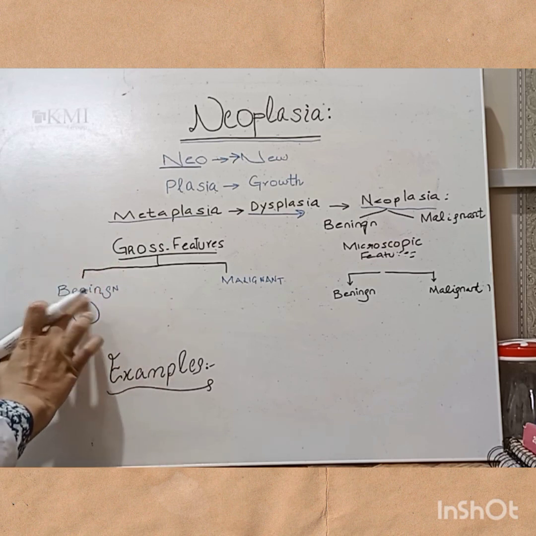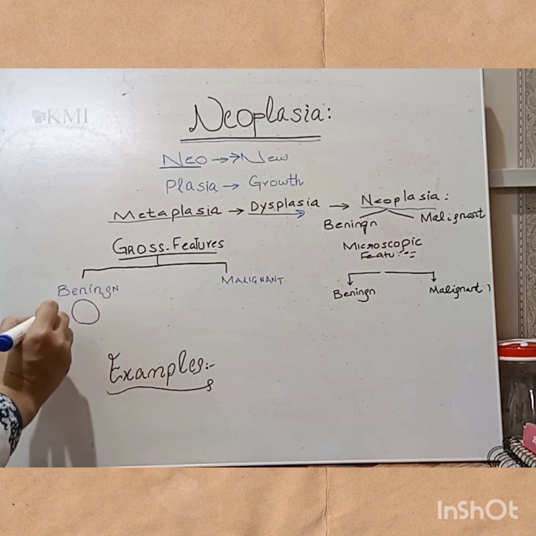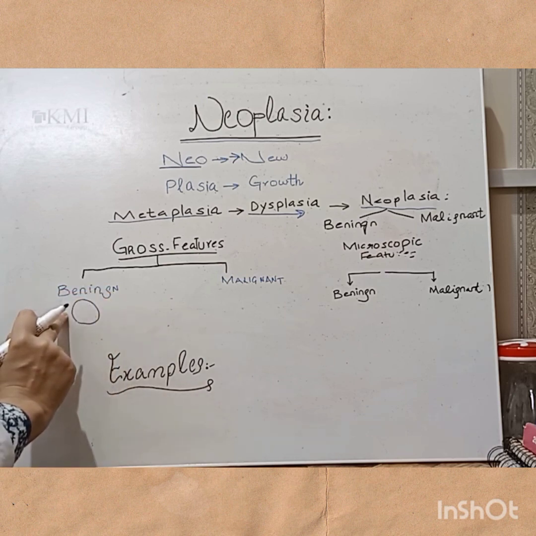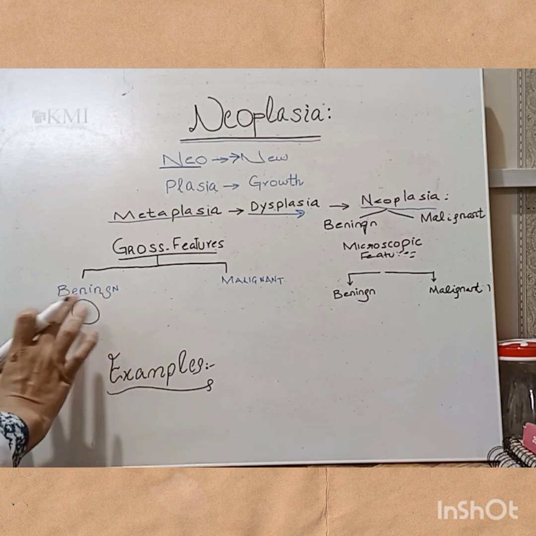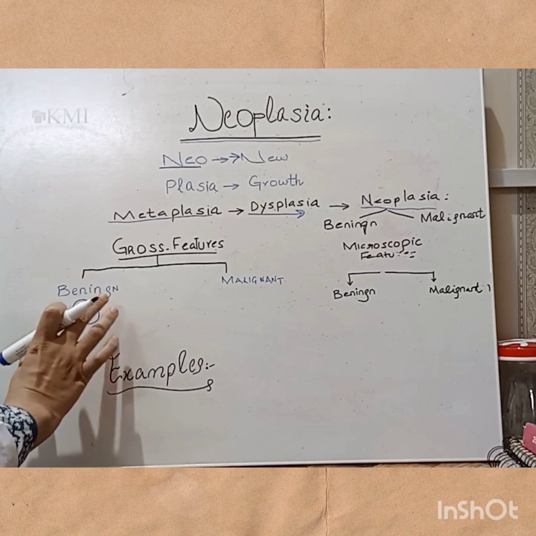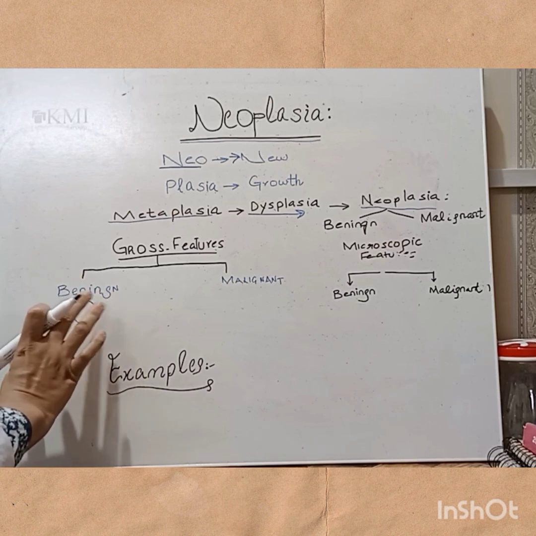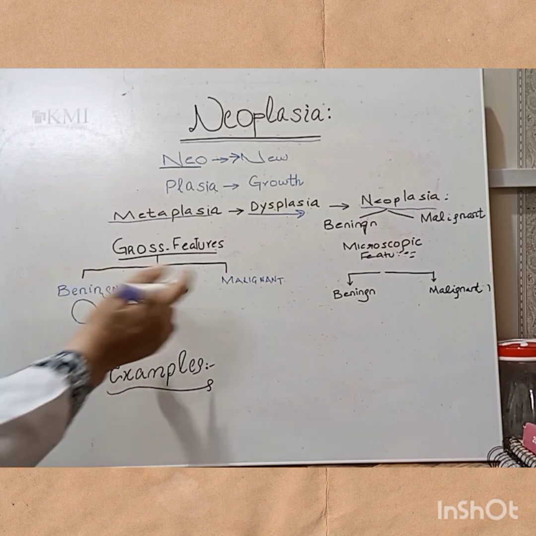So the benign tumors are deprived of all these features. They are well circumscribed, well encapsulated, closely resembling the normal structure, and they are localized. Most commonly they are mobile, freely movable, and not adhering to the underlying structures, and their size mostly remains the same over time.